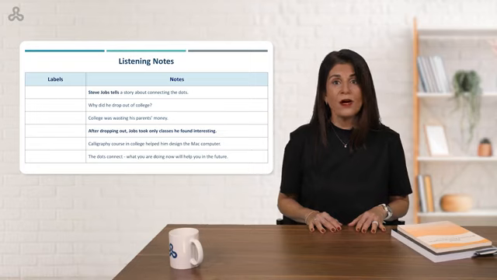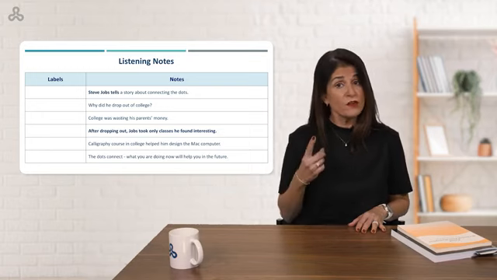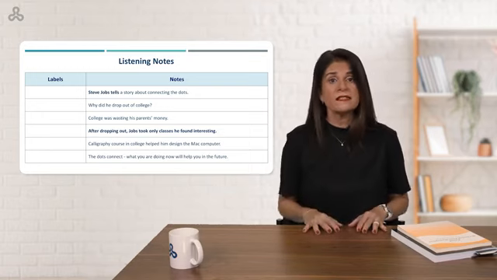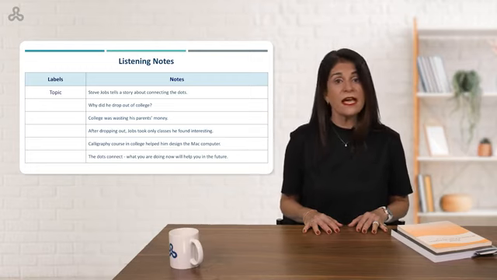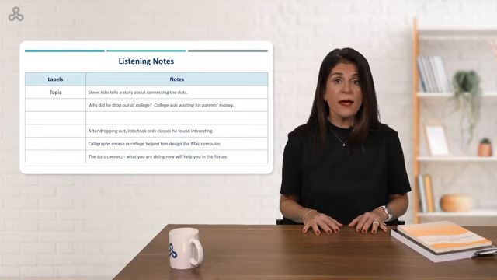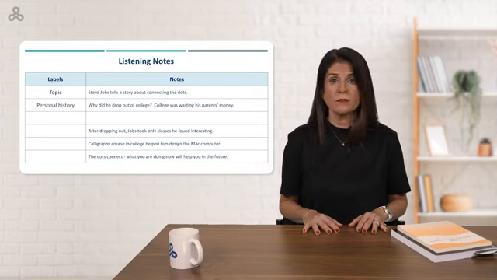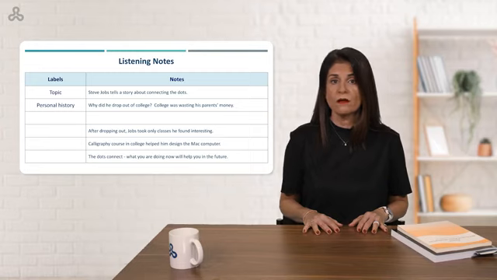Okay, now let's label the information to help us understand the purpose of the information in a note. The first note is the topic. Steve Jobs tells us a story about connecting the dots. Let's write topic here as a label. The second and third notes can be taken together. Why did he drop out? Because he didn't want to waste his parents' money. This is his own personal history. And this information sets up the rest of the story.